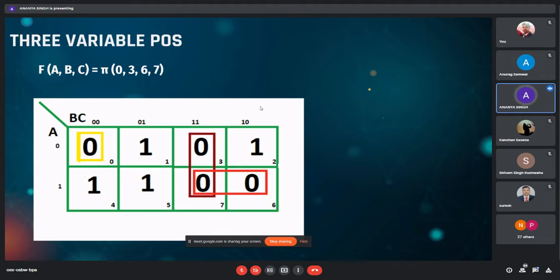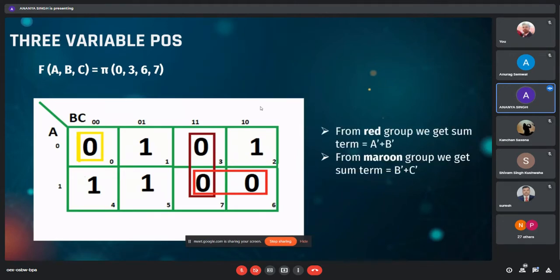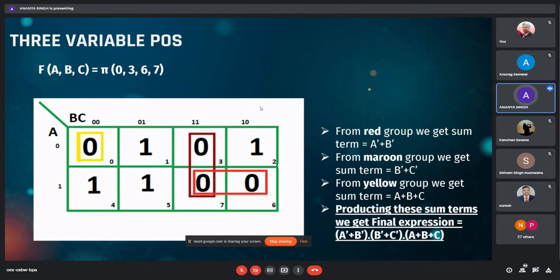Now we create rectangular groups as we did in SOP form. With the help of these groups, we will find the simplified form of the expression. From the red group, we get the term A dash plus B dash. From the maroon group, we get the term B dash plus C dash. And from the yellow group, we get the sum term as A plus B plus C. Now, multiplying these sum terms, we get the final expression as (A dash plus B dash) dot (B dash plus C dash) dot (A plus B plus C).